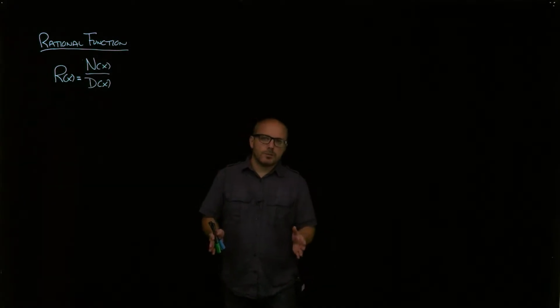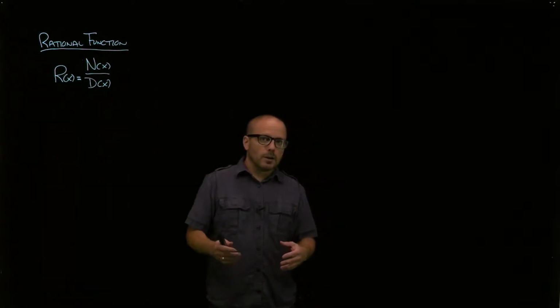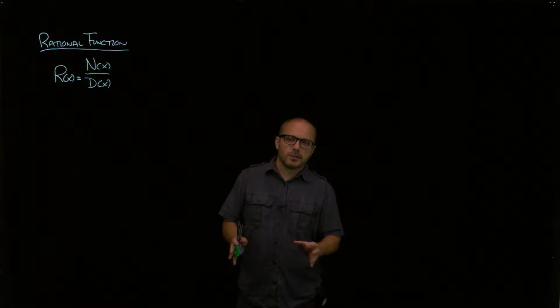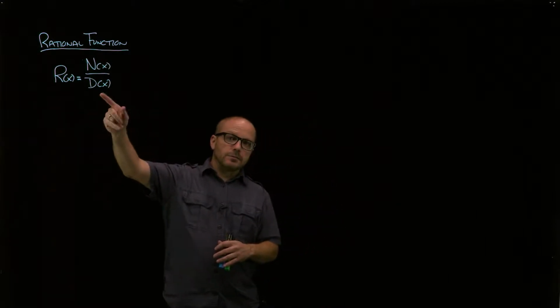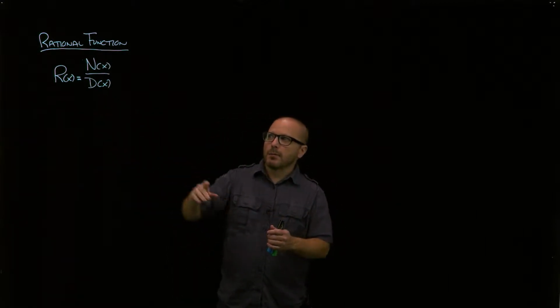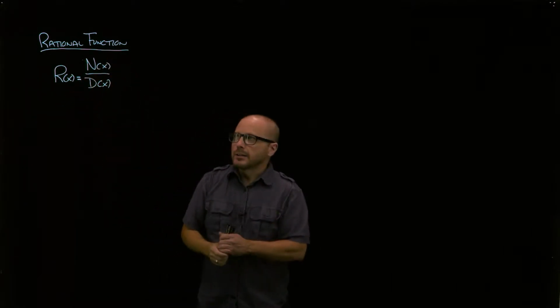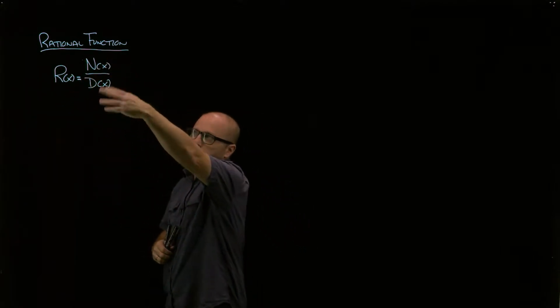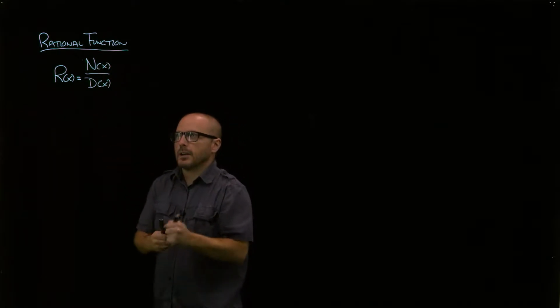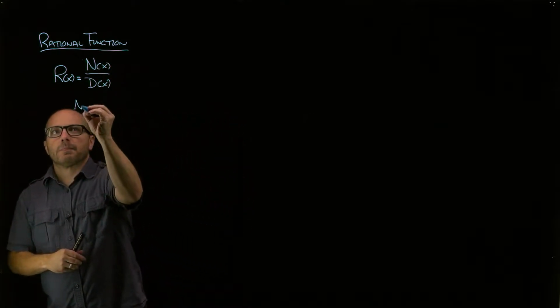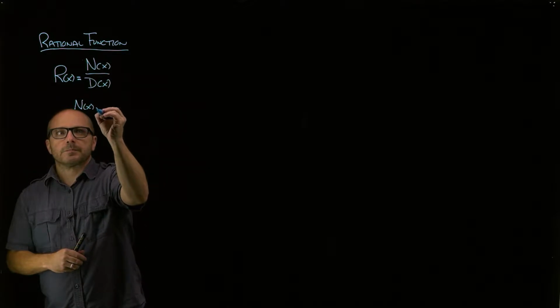I'd like to review the idea of polynomial long division because for some of our integrals, we're going to have rational functions as the integrand. Remember, a rational function looks like a polynomial over a polynomial. I've just named these n and d for numerator and denominator, but those two are both polynomials.